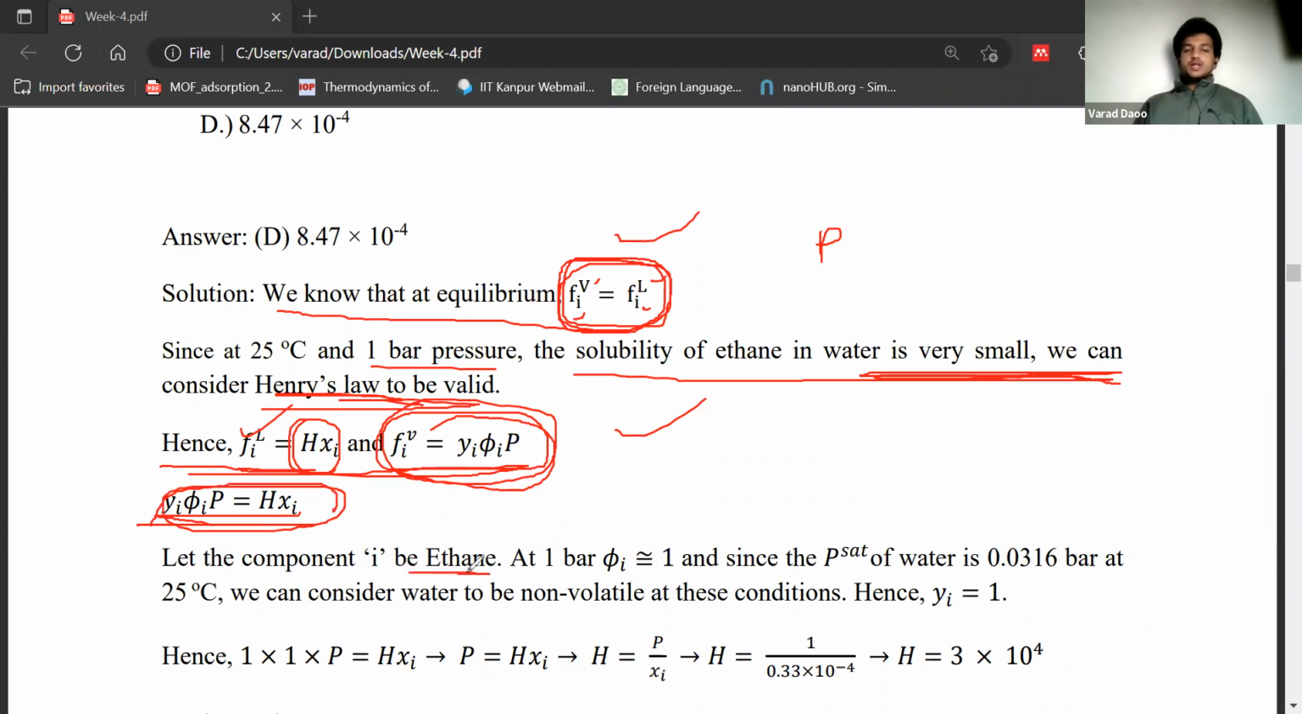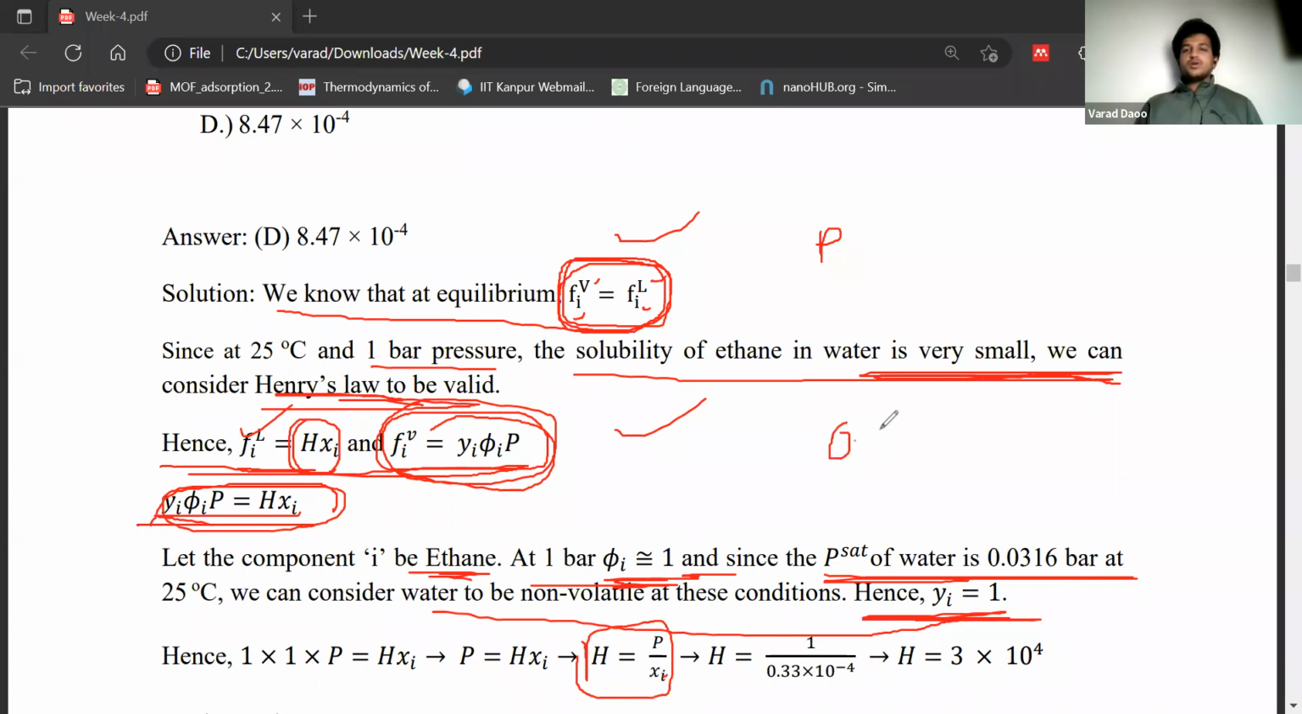Now let the component i be ethane. At 1 bar, we know that the P sat of water is this, hence we can consider water to be non-volatile at this condition, and hence yi is going to become 1. So we just put in the values: phi i into yi into Pt is equal to H into x. We rearrange it and get this expression, and then we put in the value of x that has been given to us, 0.33 into 10 raised to power minus 4. Just put in the value and we get the Henry's law constant. Like I said, it's a constant. I hope so. Then we'll move on to the next part.